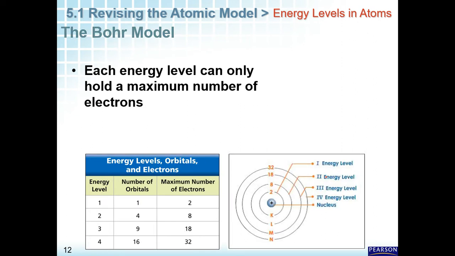Now, each energy level can only hold a maximum number of electrons. So, for example, that first energy level can only hold 2 electrons in that inner ring. The second energy level can hold a max of 8. The third one can hold 18, and the fourth one can hold up to 32. So this is a picture of the energy levels. That's why you see a 2 here, 8, 18, and 32.